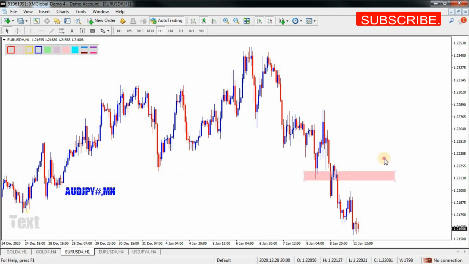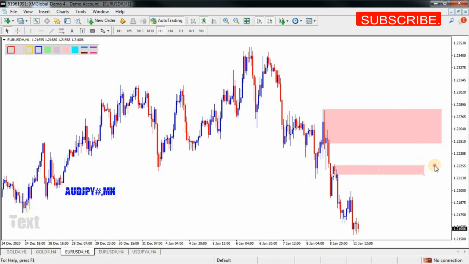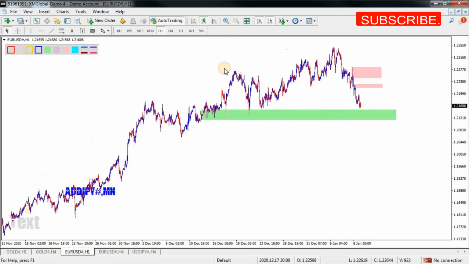These are new demand areas which were created by the market. There you go. It's very important for you to know these areas. This is also another interesting area which was created, right? So I'd be watching these areas, and see what will happen there, right?